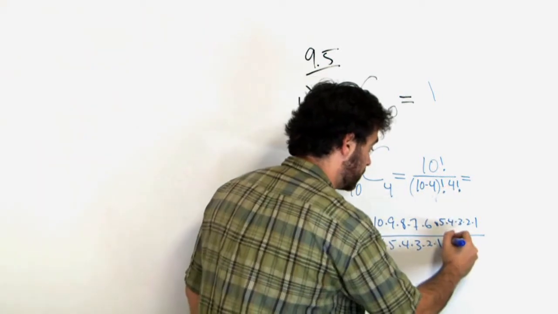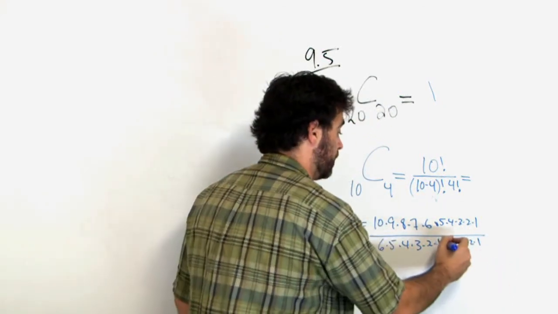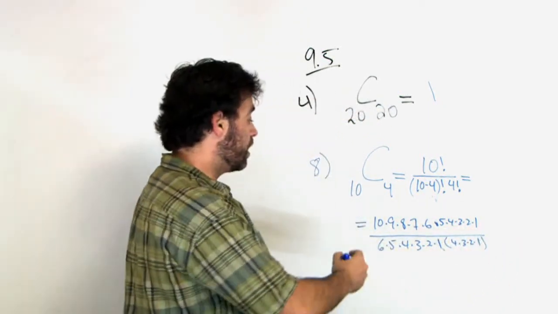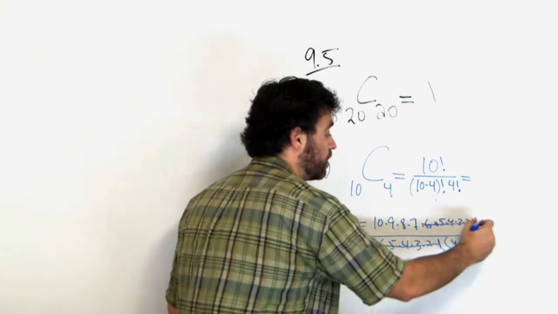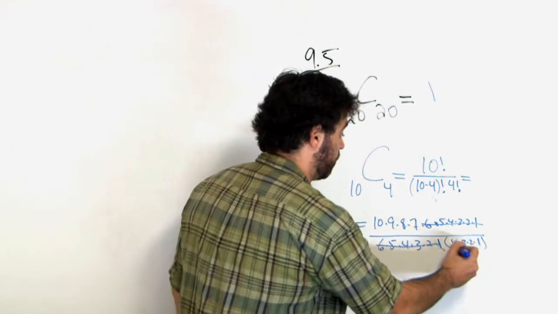Okay? And then 4 factorial is just going to give us 4 times 3 times 2 times 1. Okay? Now, cross that out, cross that out. Of course, if you have a calculator, it goes much quicker. But we're showing you how to do it out.